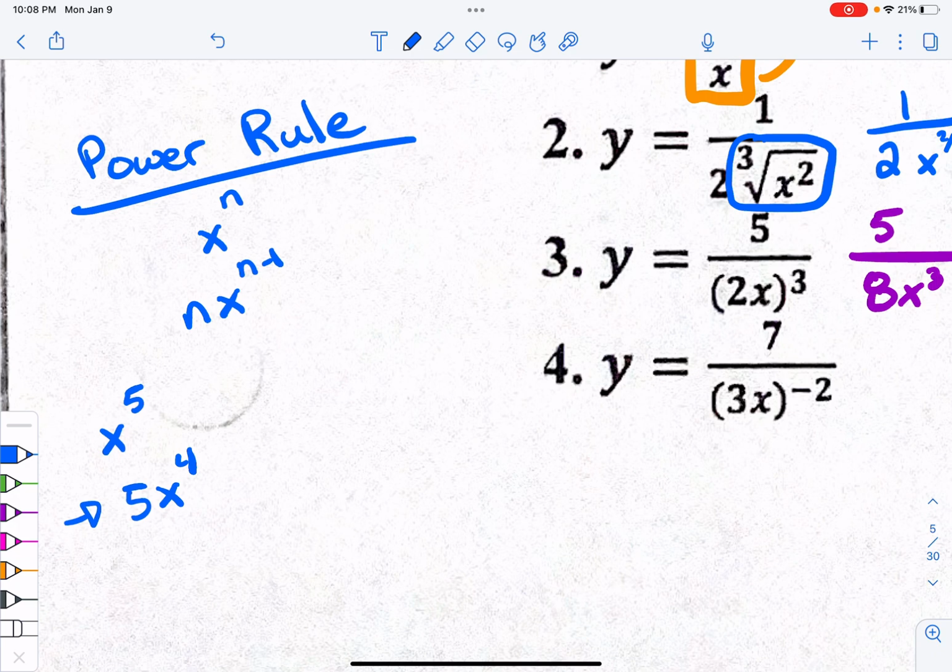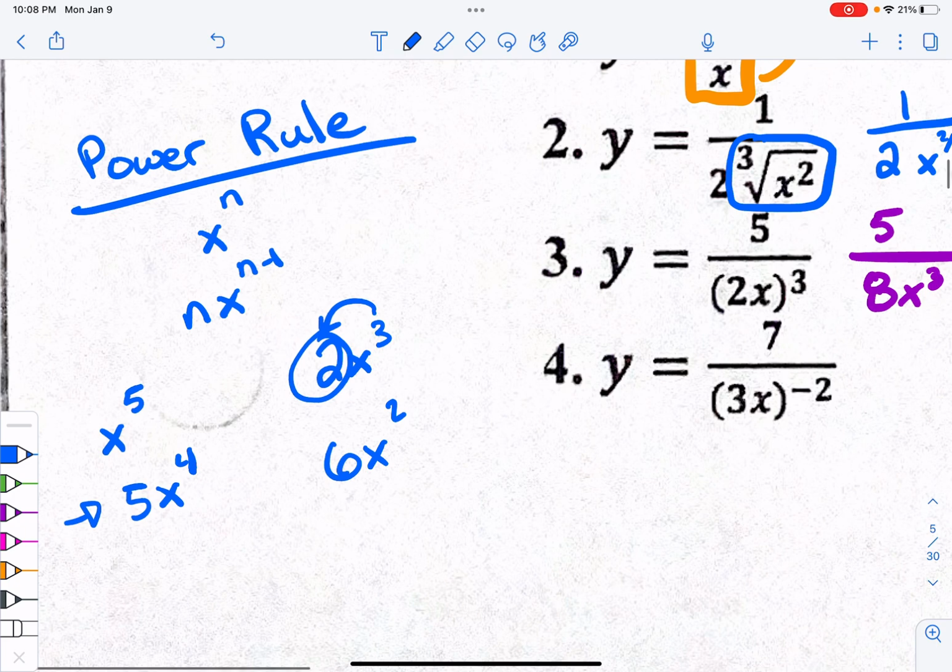If you have a number already in front of x, like 2x to the 3rd, when you pull that 3 down in front, all you do is multiply it. So that would be 6x to the 2nd power is what that would look like, okay? So that's just a review of what the power rule looks like.